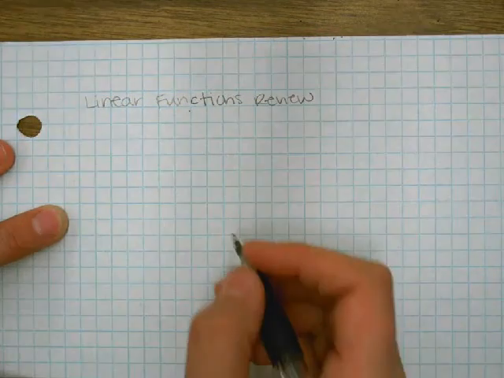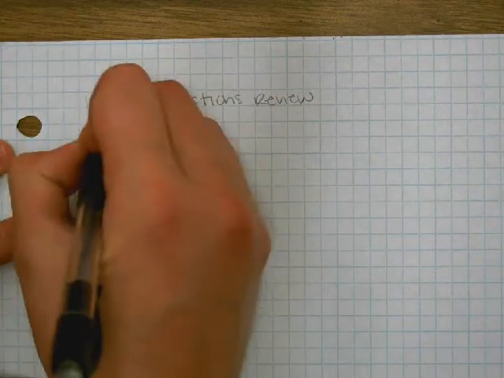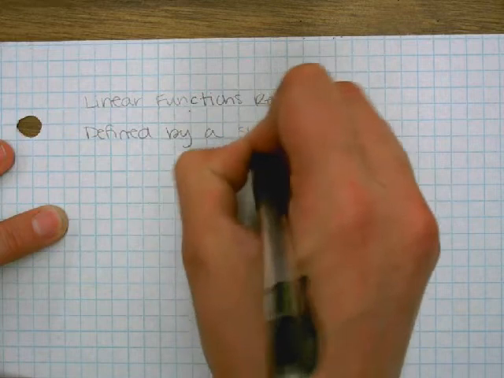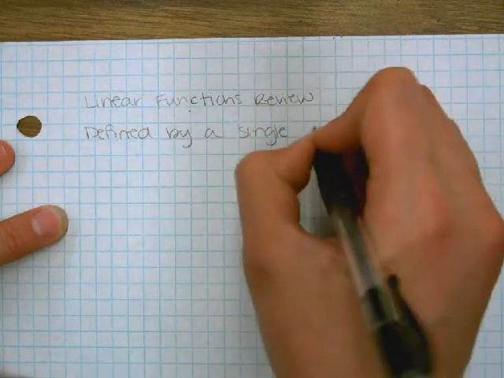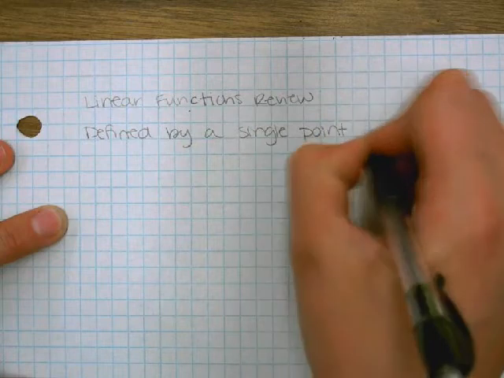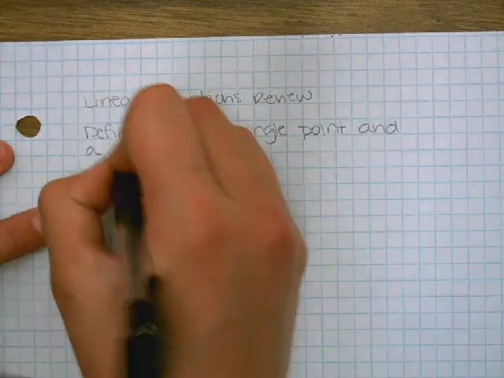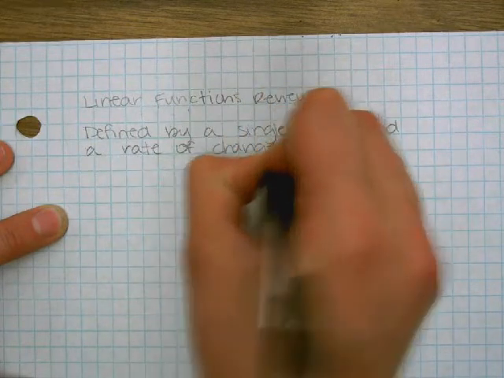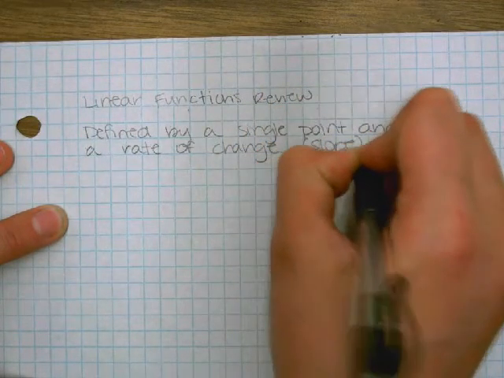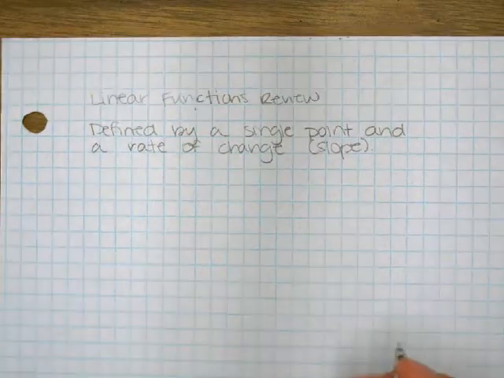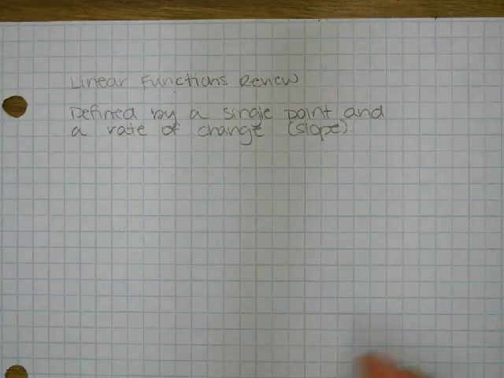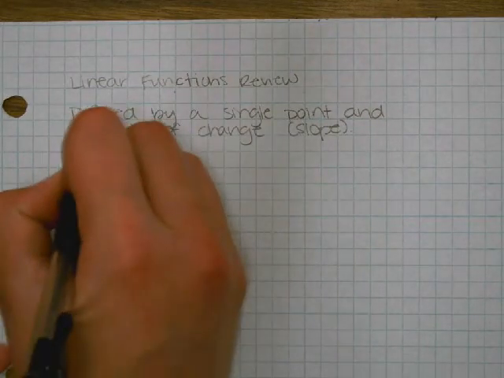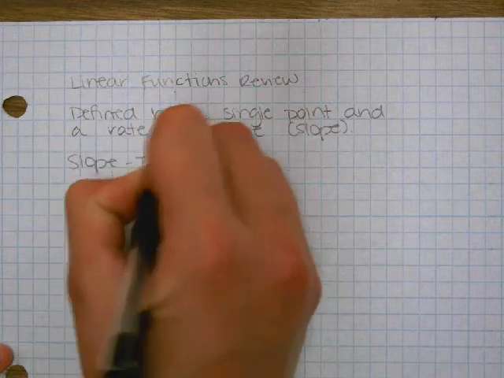A linear function is defined, or we can graph it, but it's defined by a single point and a rate of change, which we call a slope. So if we have a single point and a rate of change, we have enough information to write the equation of a line. So the first form that you are probably most familiar with is slope-intercept form.